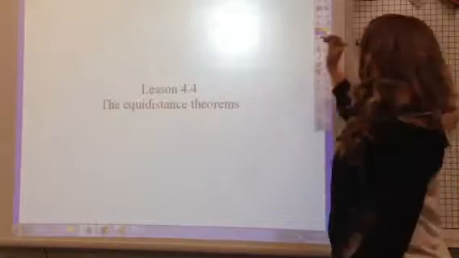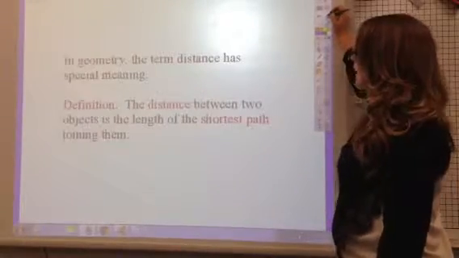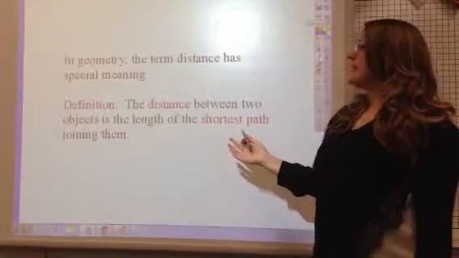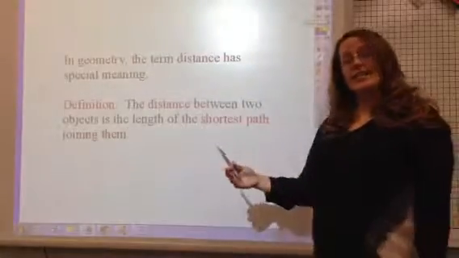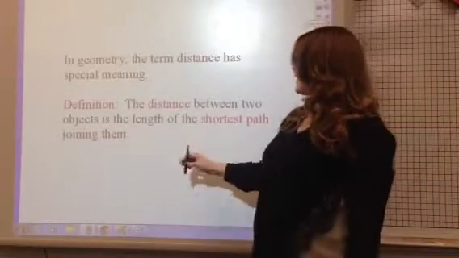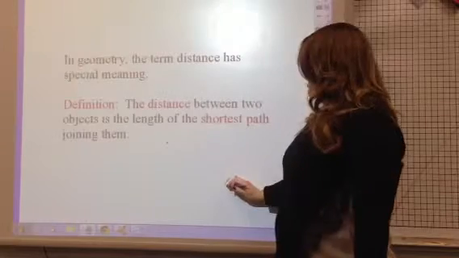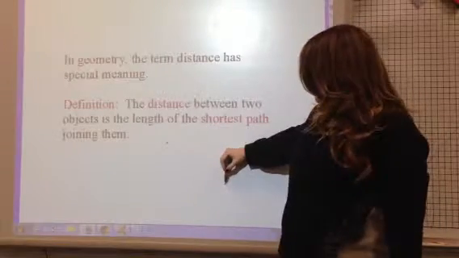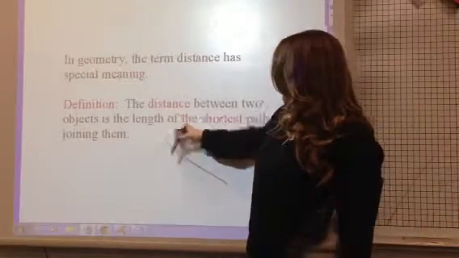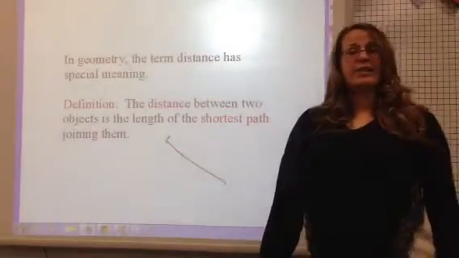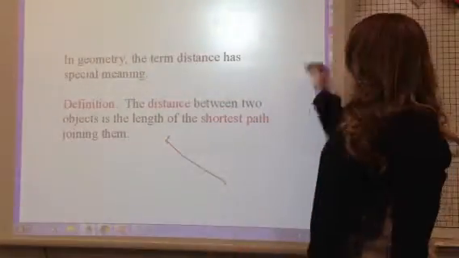Okay, today what we're talking about is equidistance theorems. The first thing I want to talk about is the definition of distance. Distance is the shortest distance between 2 points. So if I have these 2 points, the shortest distance between them, that will be the distance between those 2 points.